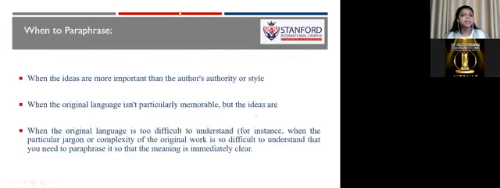Now let's see when to paraphrase. Let's look at the situations where we use this technique. Let's see when the ideas are more important than the author's authority or style. You know in what situations we summarize. Now we are going to see when to paraphrase.